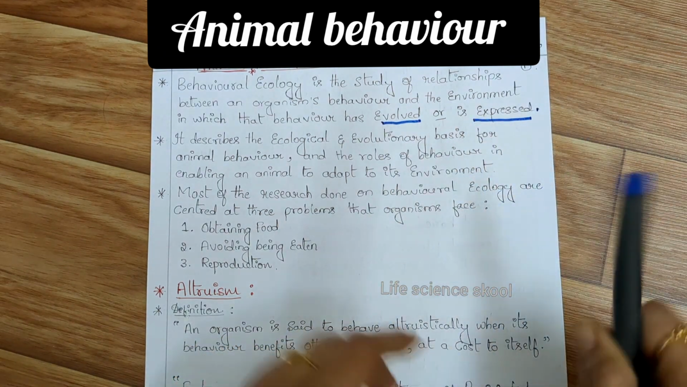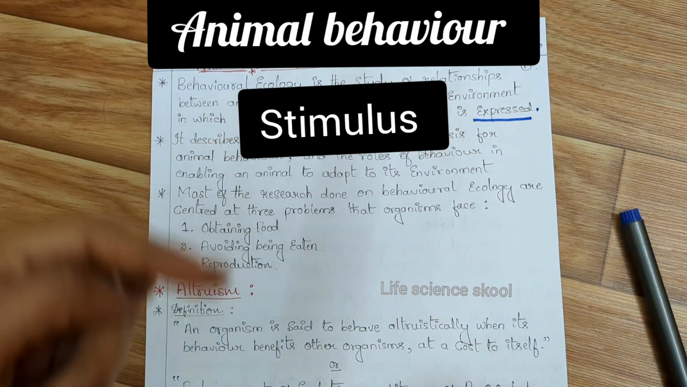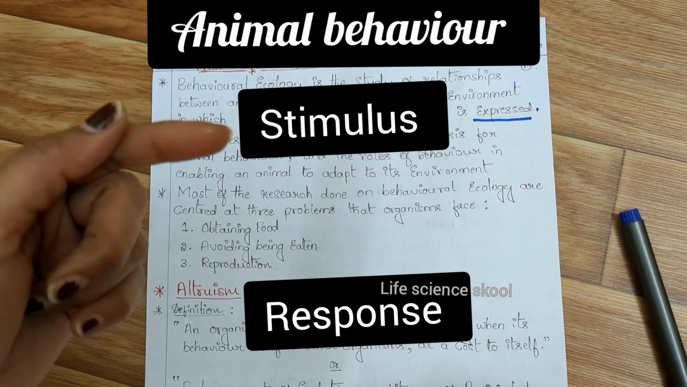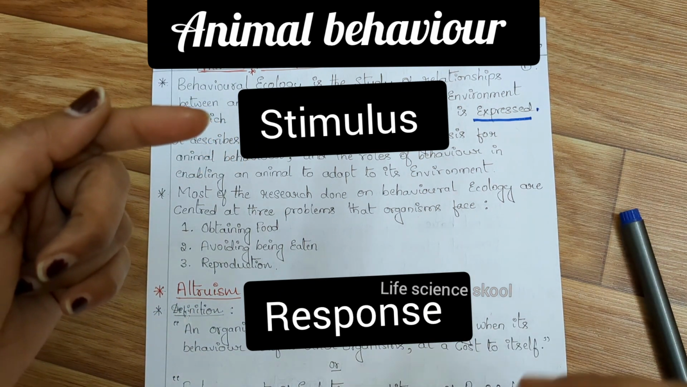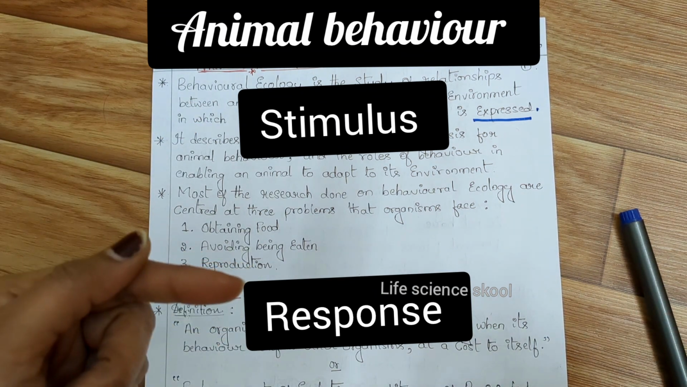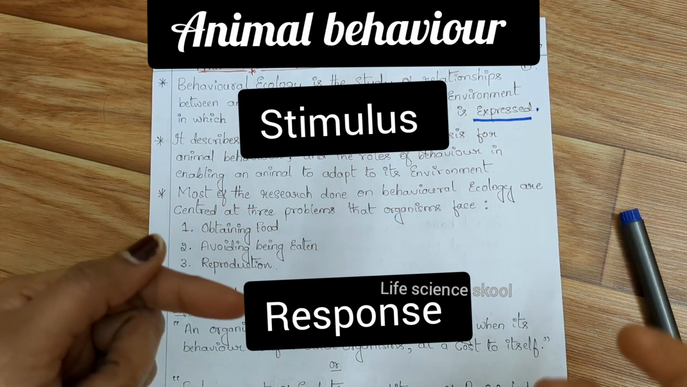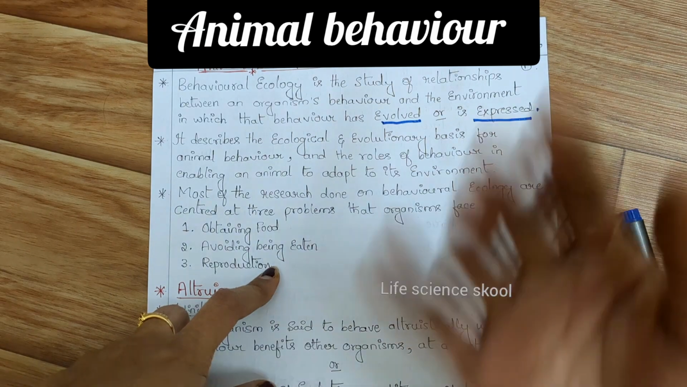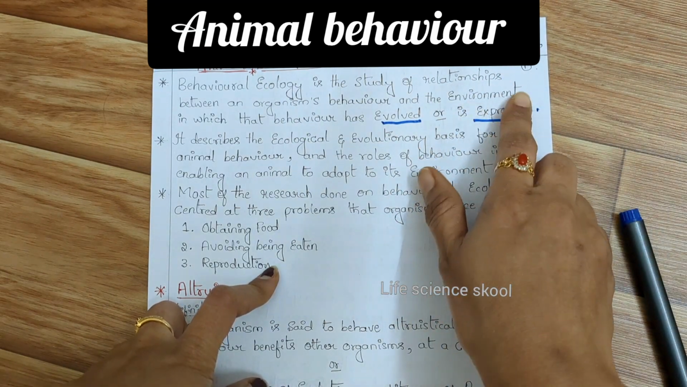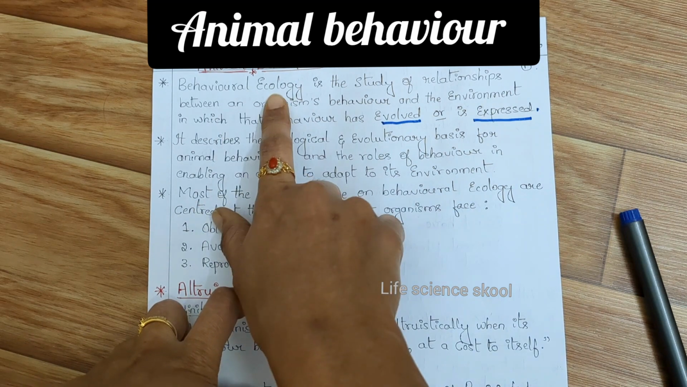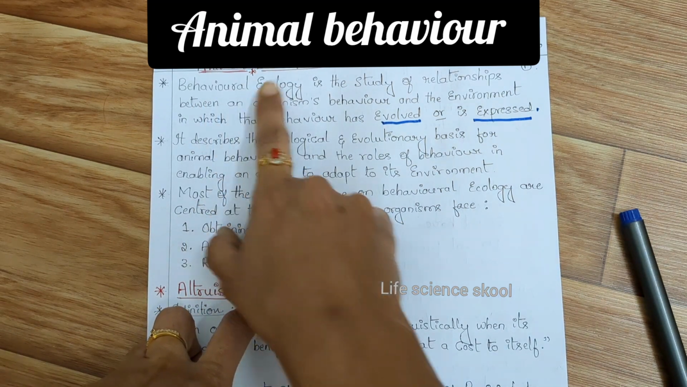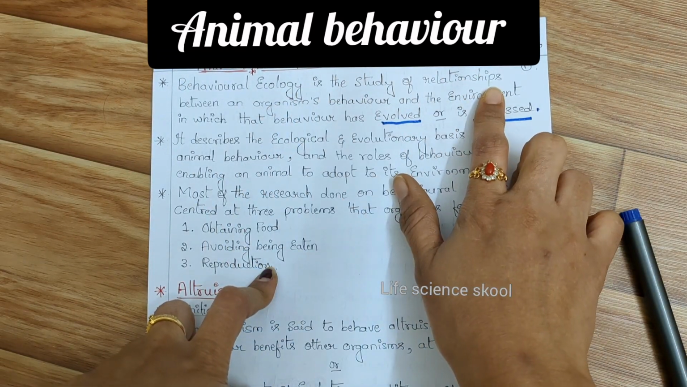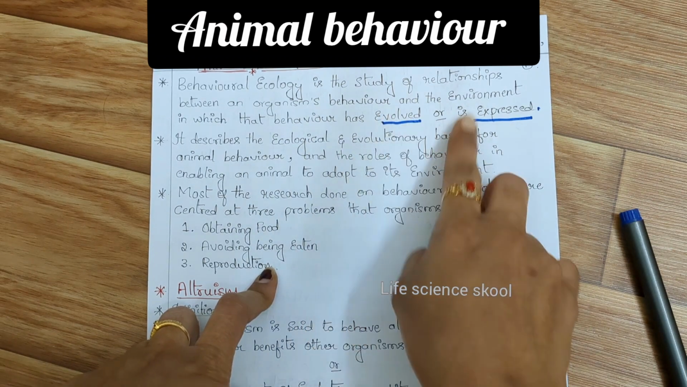We already know there are two things: first the stimulus, next the response. According to the kind of stimulus the animal gets, it gives a response, and sometimes we call that a behavior. This behavior has evolved from generation to generation and is expressed. That's what we study in behavioral ecology. I repeat once again, behavioral ecology is the study of the relationship between an organism's behavior and the environment in which the behavior has evolved or is expressed.